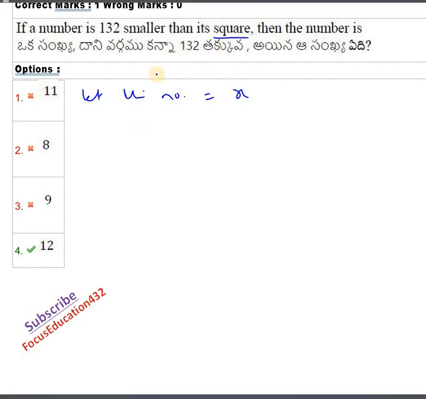So what is given to us? 132 less than its square. If x is our number, the square is x square. 132 less means minus 132, equal to the number itself, so write here x. Convert this into your equation: x square, bring x to the left side, x square minus x minus 132 is equal to 0.